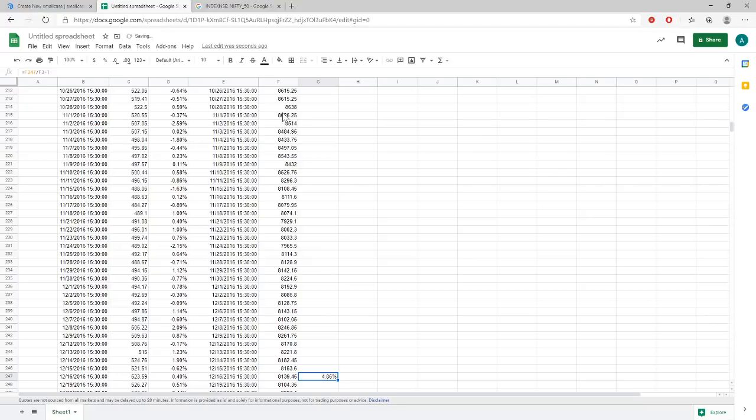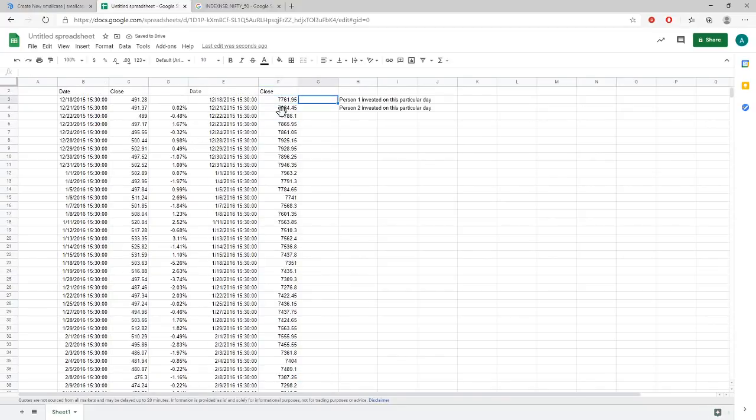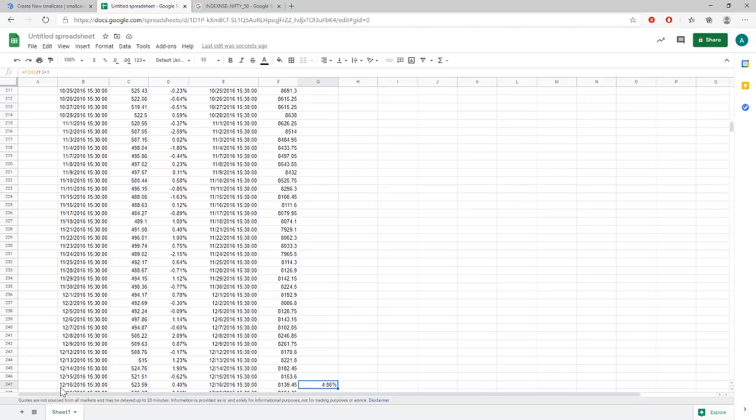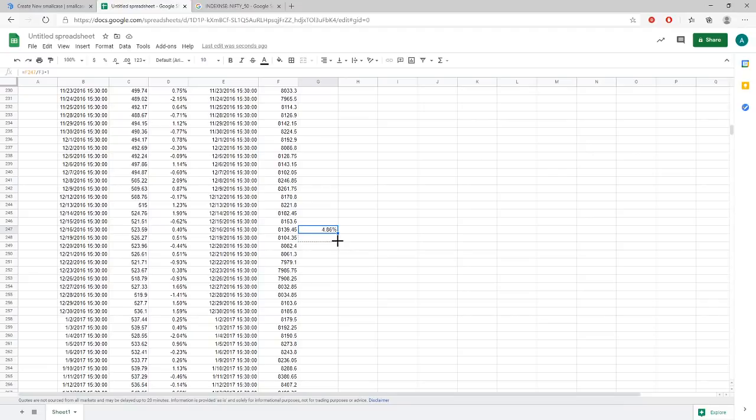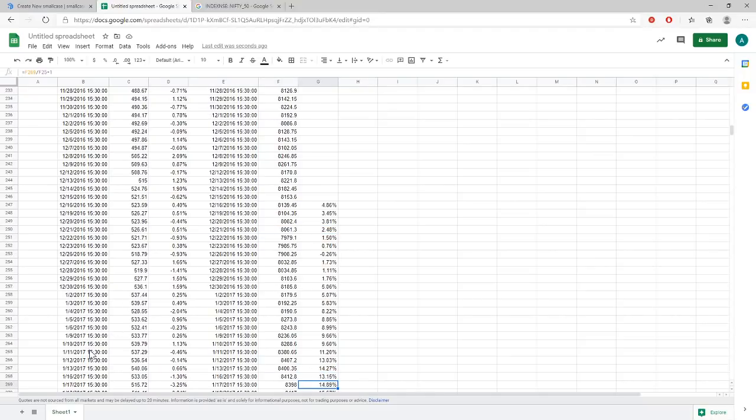If I had invested on 18th December 2015 and held it for 1 year, until 16th December 2016, I would have got just a 4.86% return in Nifty. Now, person 2, who invested 1 day later, would have got 3.45%, 3.81% for the next, and so on. As you can see, a person who invested on 16 December 2015 had only a 5% return, while someone who invested slightly later, in January 2017, had an 11.20% return.